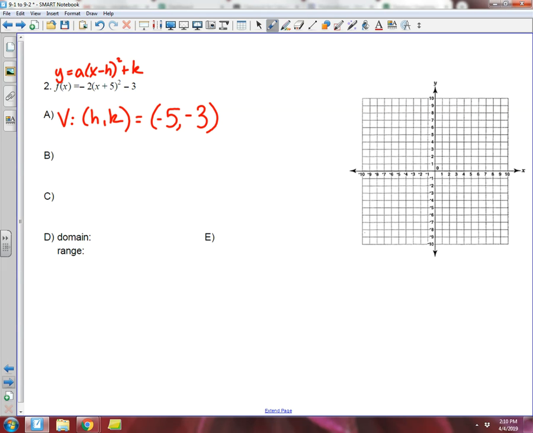When you're ready, when you have verified that, go ahead and put -5, -3 on your graph. I want to make sure nobody has any issues typing this in. Everybody doing okay?